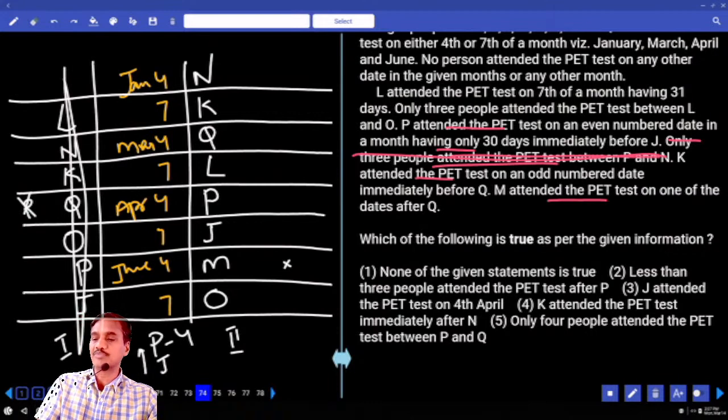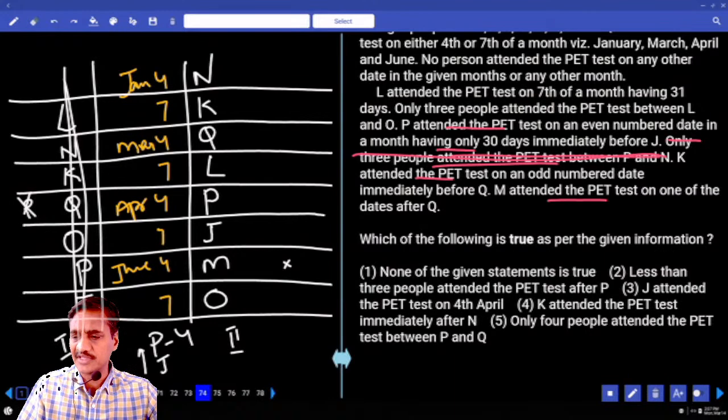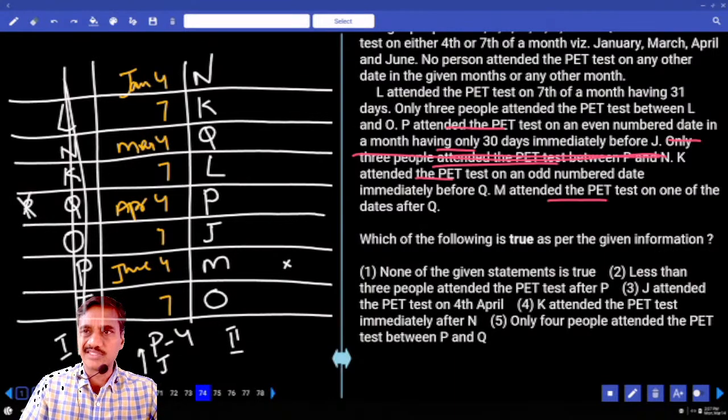Then which of the following is true as per the given information here? Less than 3 people attend the PET test after P, and less than 3 people attend the PET test after N. Less than 3 people, is it true? No, exactly 3 people. First one is false, second one is false. And J attends the PET test on 4th of April. That is again false. And K attends the PET test immediately after N. K is immediately after N, definitely true. Choice 4, question number 74.